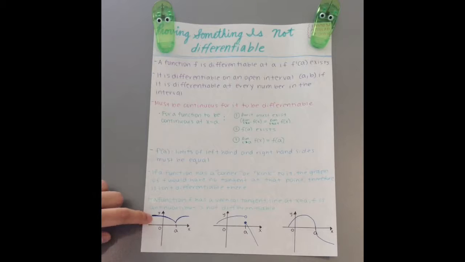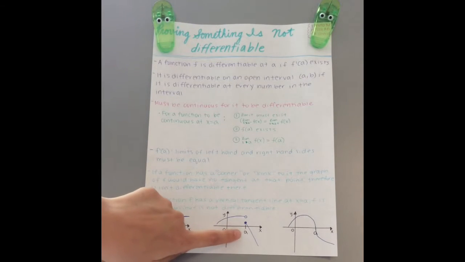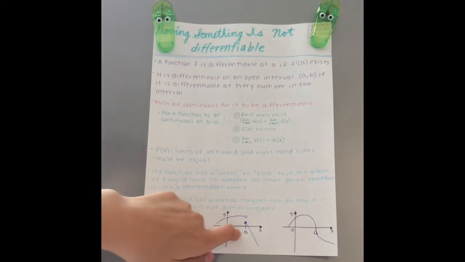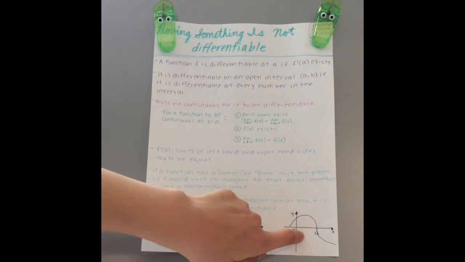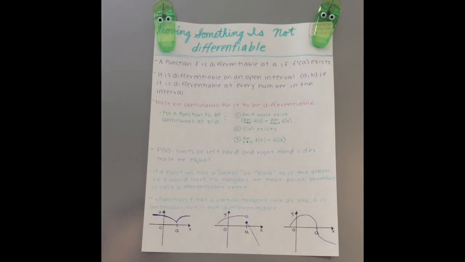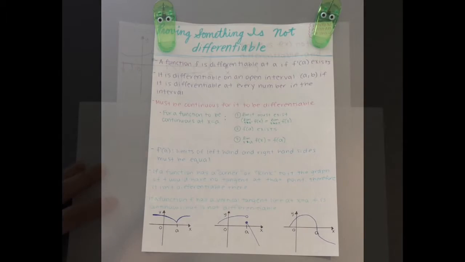So for this one, you can see that at a, there is a little corner or a kink, meaning that the derivative from the left and the right have two very different slopes, so therefore it is not differentiable. In this one, you can see that at a, f of x is not continuous. There is a jump discontinuity. And for this last one, you can see that at a, there is a vertical tangent line, so f of x is not differentiable there.